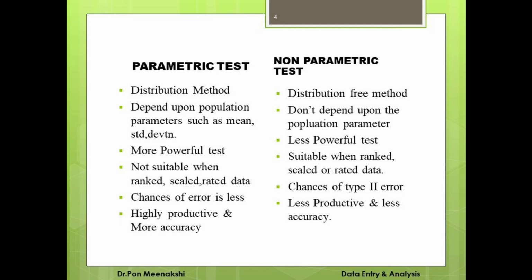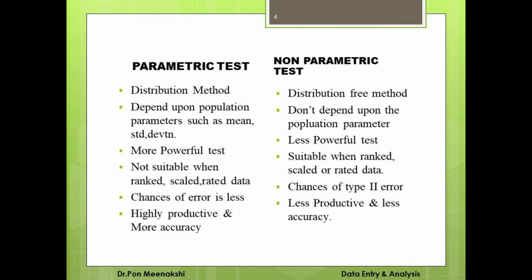It is highly predictive. The non-parametric test is a distribution-free method, it does not depend upon any population parameter, less powerful, suitable for ranked scale questions, with chances of type 2 error. Type 2 error, H0 accepted when it is false. So chances of type 2 error are higher in non-parametric tests, less predictive.